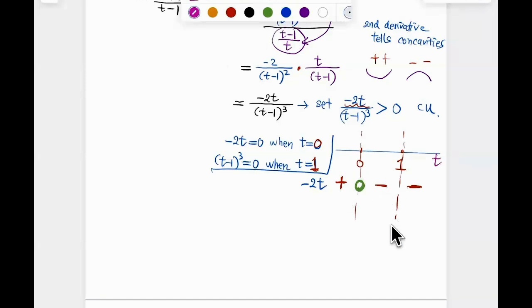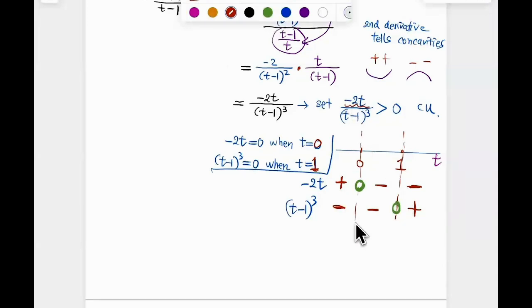Now what about the denominator, (t minus 1) cubed? It's going to be 0 when t equals what? 1, right? Well, what happens if we substitute something bigger than 1, say 2? 2 minus 1 cubed, positive or negative? Positive. So it's going to be positive here and then negative on the other side. Okay, so you get this.